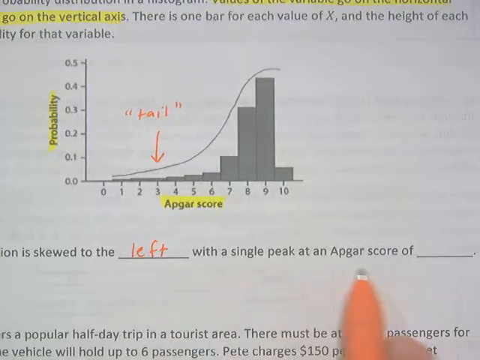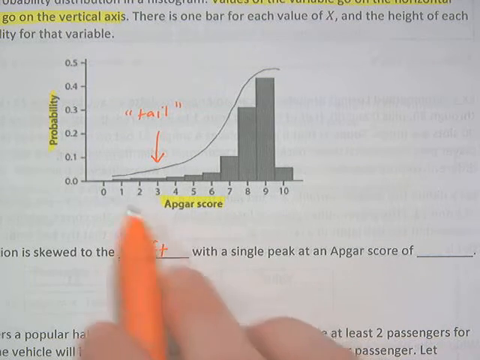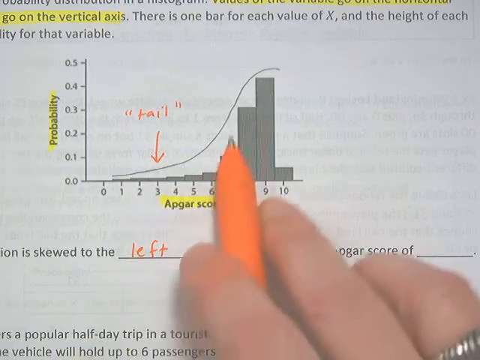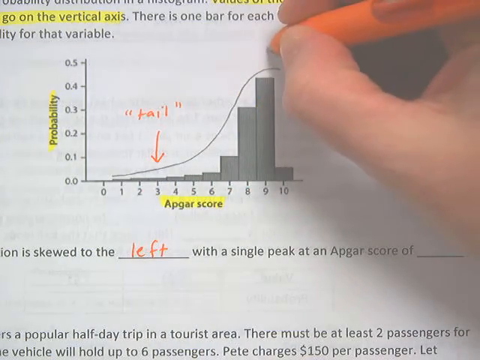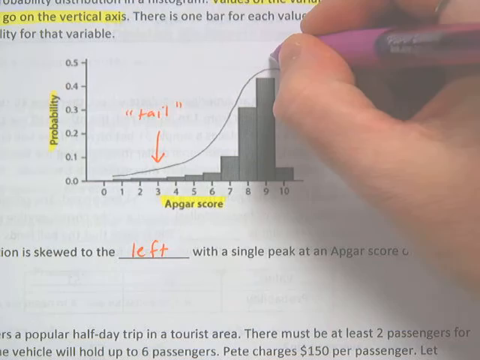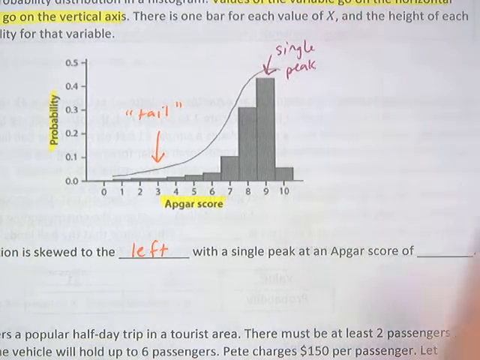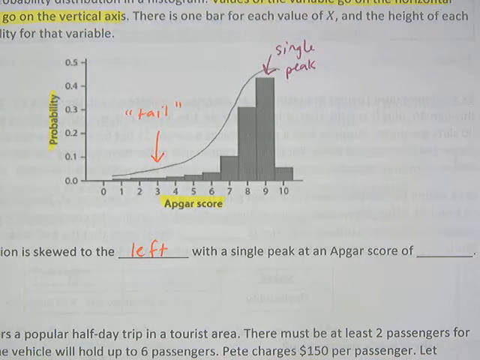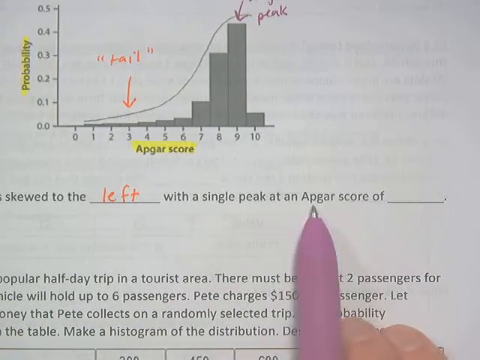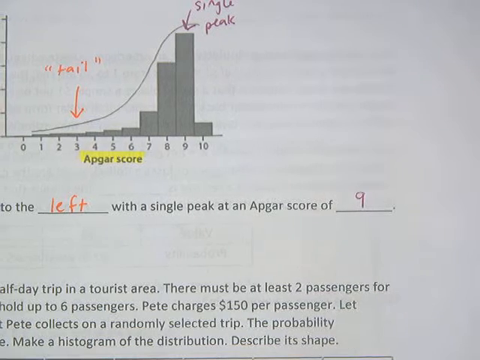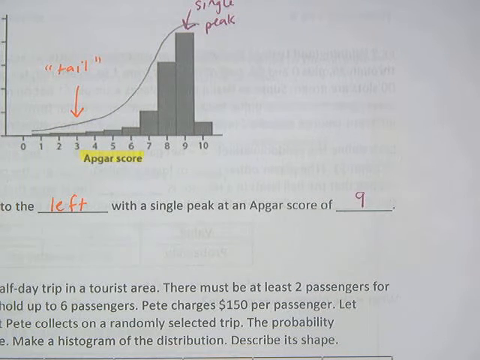And we're going to tack something else on there just to be a little more descriptive. It has a single peak. Just look at the highest bar. It peaks one single time, and right there, that's the single peak. What APGAR score is that? 9. So with a single peak at an APGAR score of 9. That's all you have to do to describe shape. Tell me if it's skewed left or right. You may even tell me that it's symmetric, roughly symmetric, and then tell me where the peaks are, okay? So we're going to do that right now.